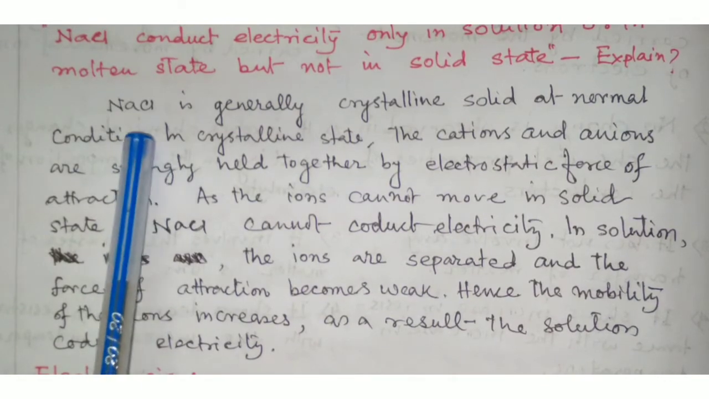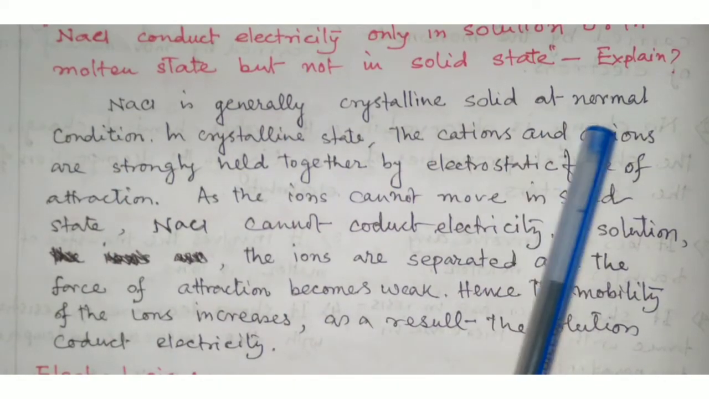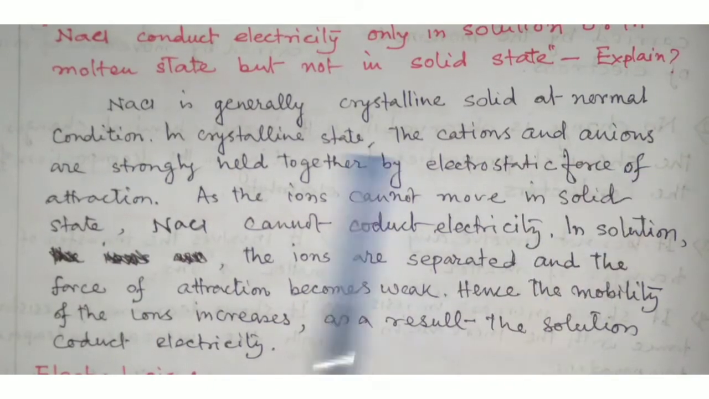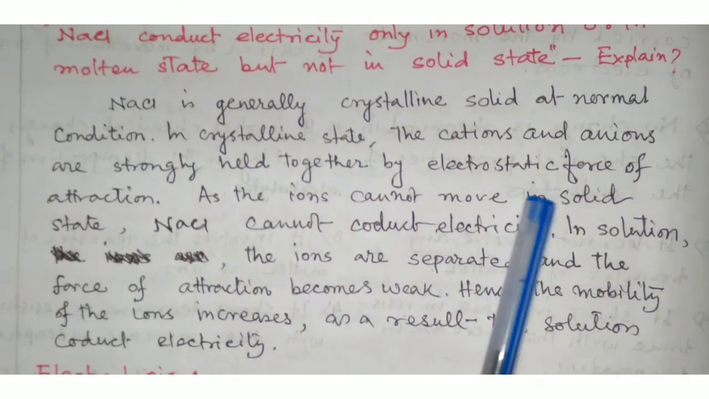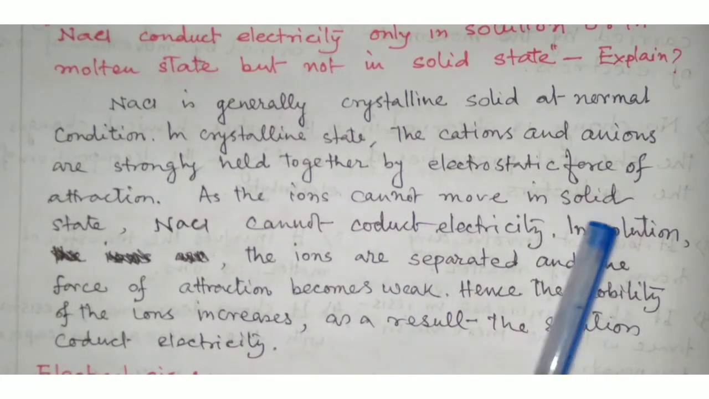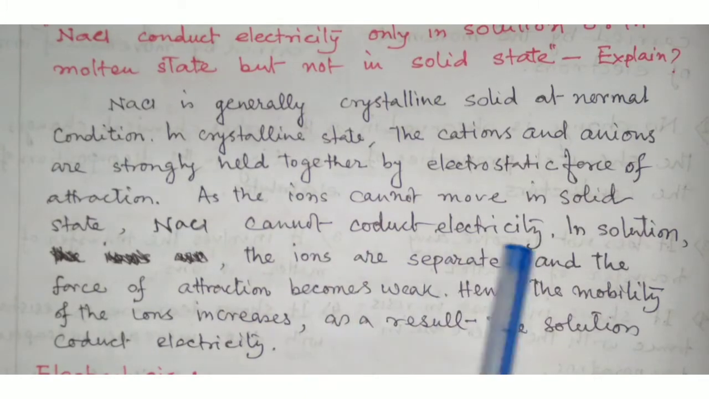The answer is, sodium chloride is generally a crystalline solid at normal conditions. In the crystalline state, the cations and anions are strongly held together by electrostatic force of attraction. As the ions cannot move in the solid state, NaCl cannot conduct electricity.